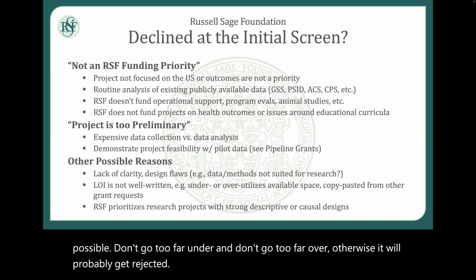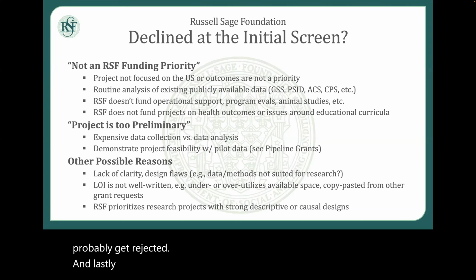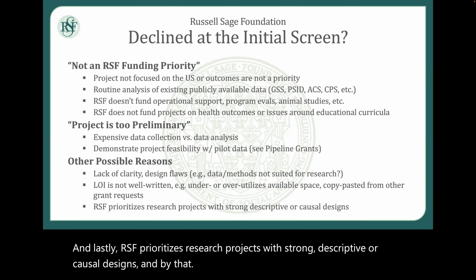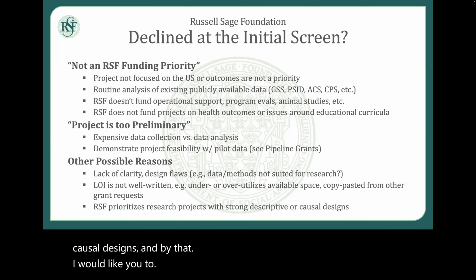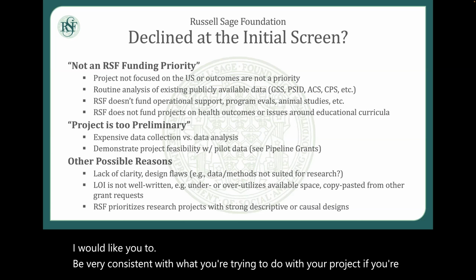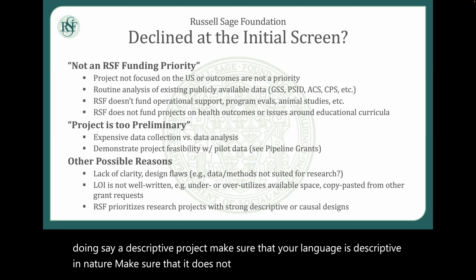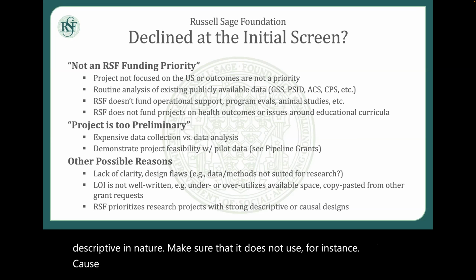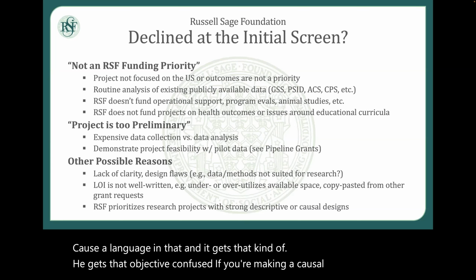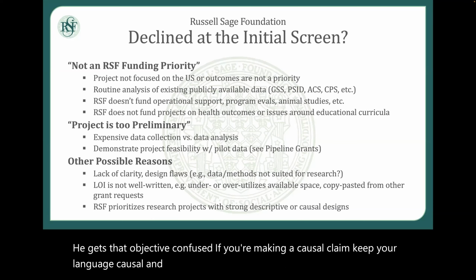And lastly, RSF prioritizes research projects with strong descriptive or causal designs. And by that, I would like you to be very consistent with what you're trying to do with your project. If you're doing, say, a descriptive project, make sure that your language is descriptive in nature. Make sure that it does not use, for instance, causal language and gets that objective confused. If you're making a causal claim, keep your language causal in design, and vice versa, essentially.